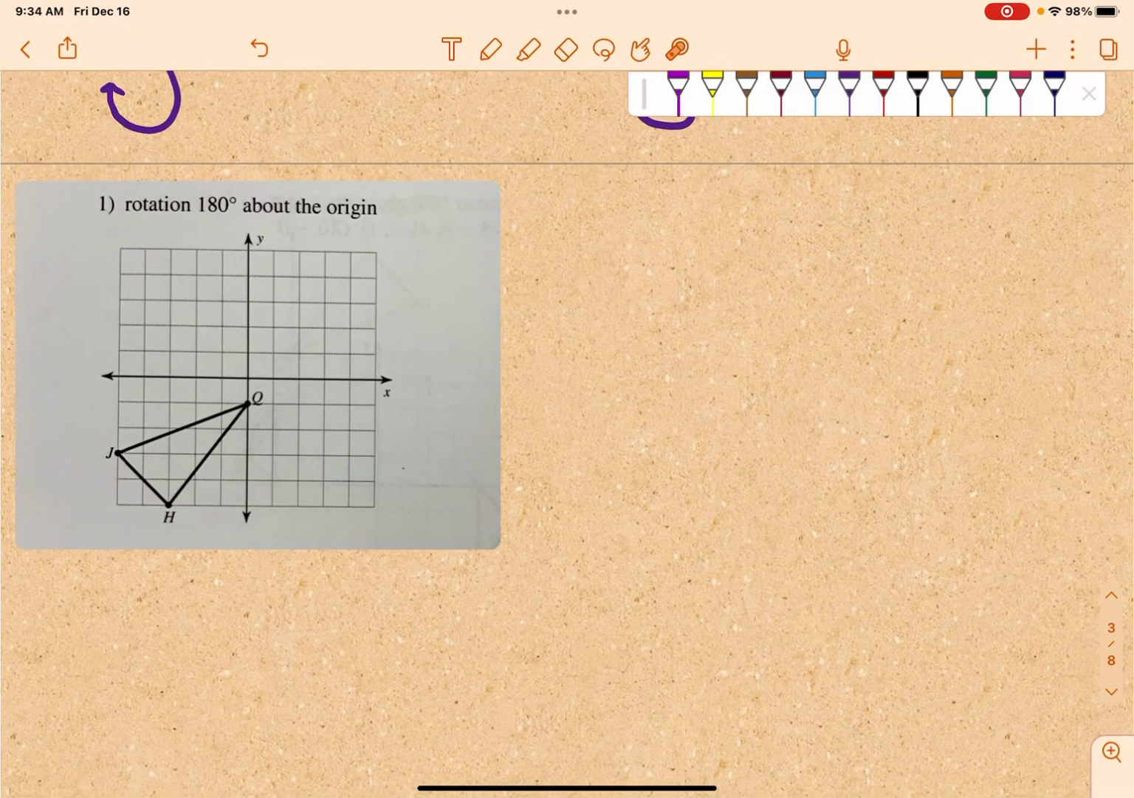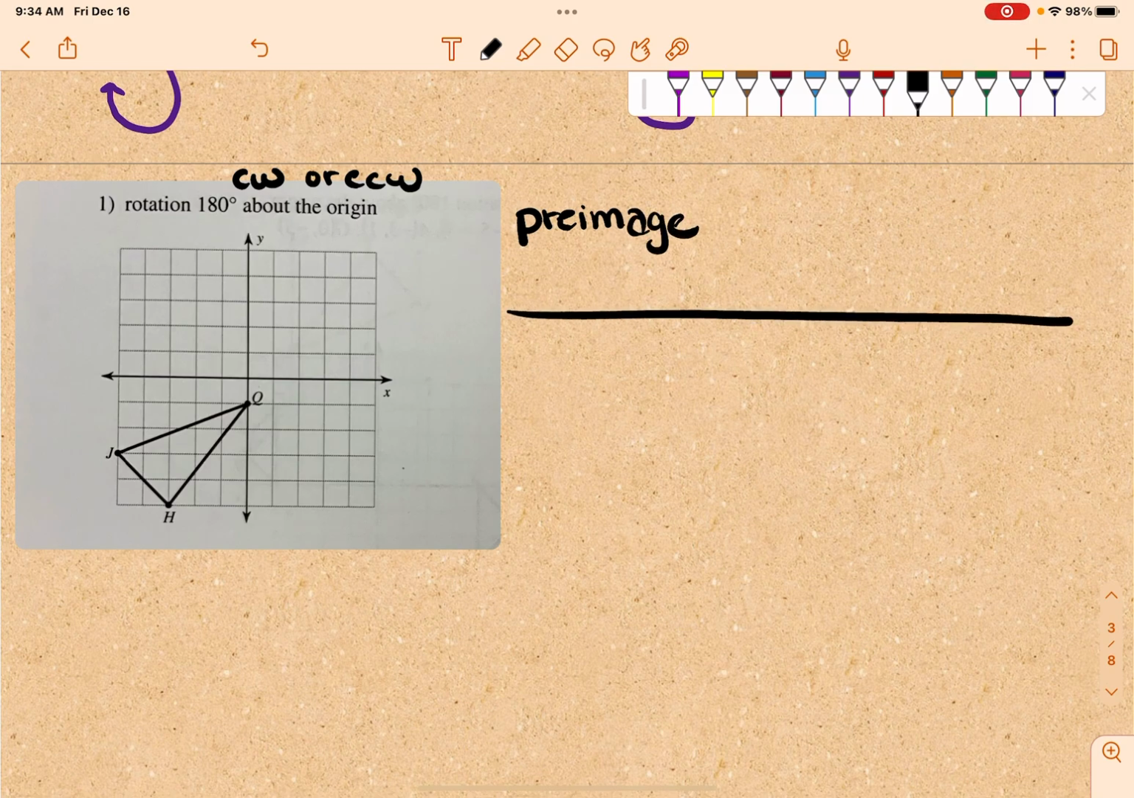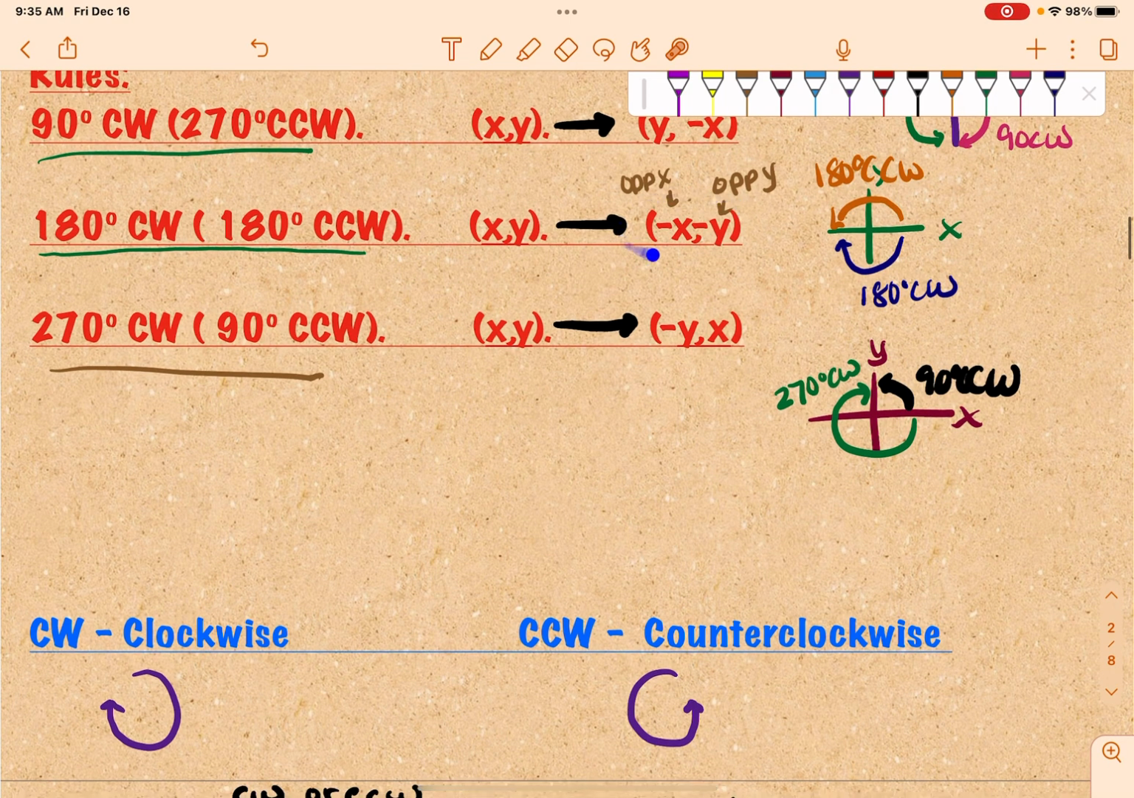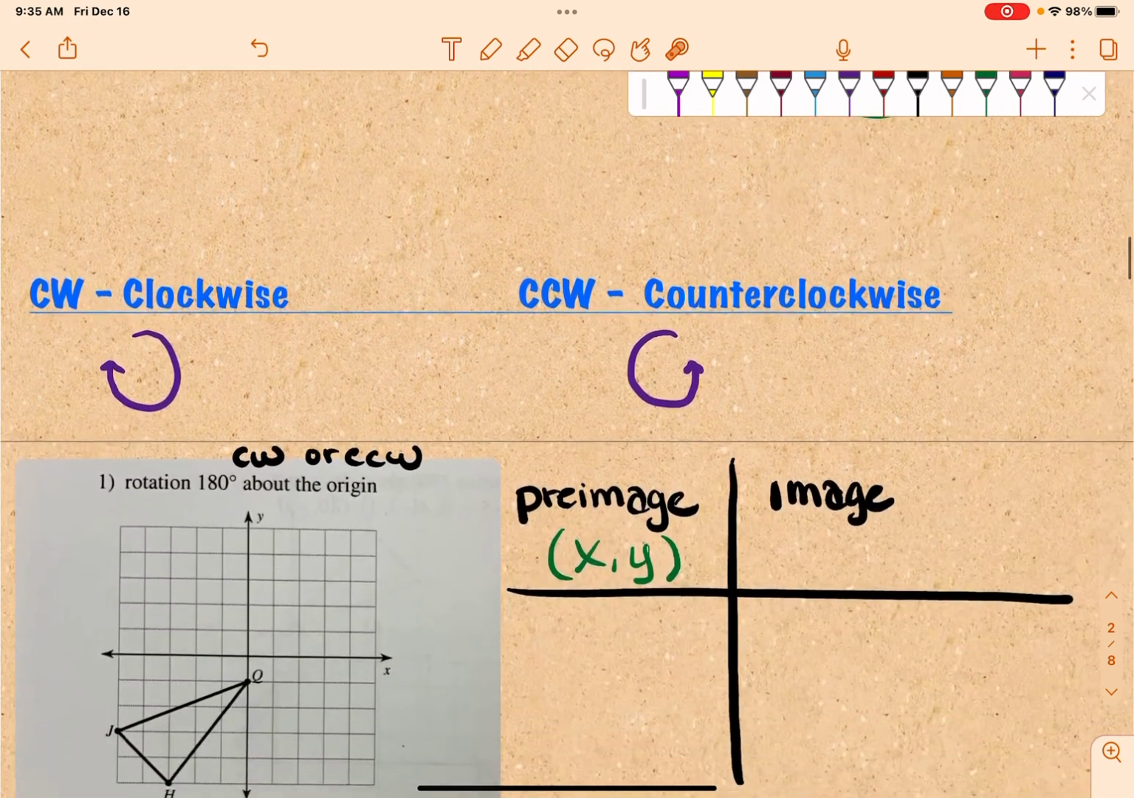So I have this shape that is right here. I'm going to rotate 180 degrees around the origin. You notice that this doesn't say clockwise or counterclockwise, because for 180 it's exactly the same. This is usually what I do. When I start out, I do my pre-image, that's kind of my original points. And then my image is what it's going to change into. Based on our rule up here, we said it's (x, y) for the first one. Let's look at the 180 again. And it becomes (negative x, negative y).